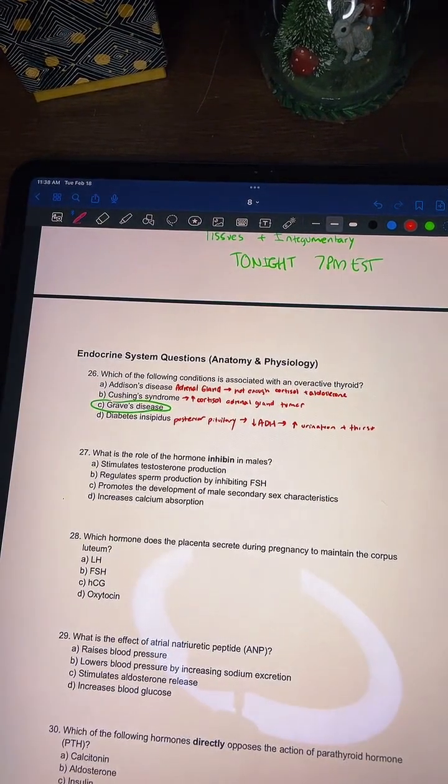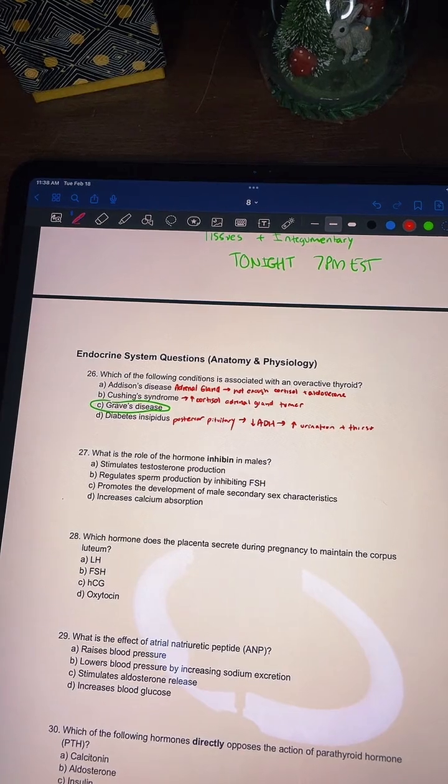Can you help on TEAS? Yes, I can. I'm going to do a TEAS session a little later this week. I'm not exactly sure. Can I explain aldosterone in terms of like its function?